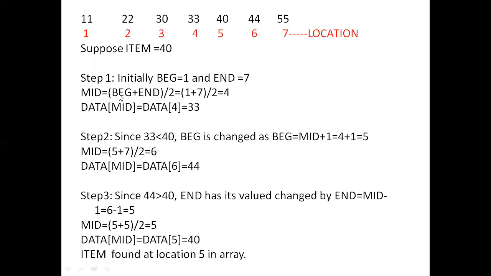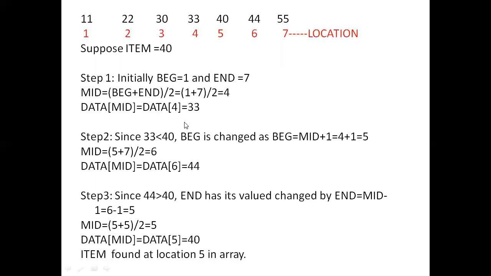So the mid location I'm getting is 4. You can see in this example, at mid location 4, which element is there? In the data, mid is equal to data 4, the element in the fourth location, which is 33. So data mid is equal to data 4, which is equal to 33.